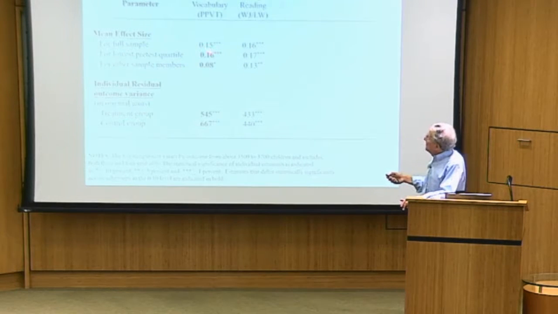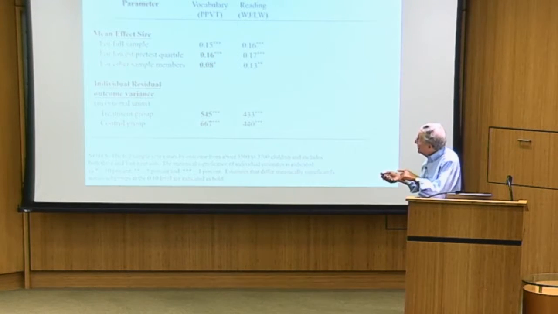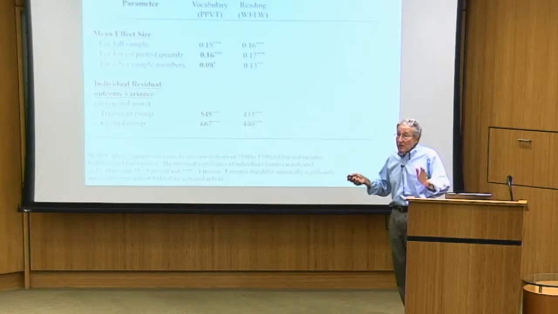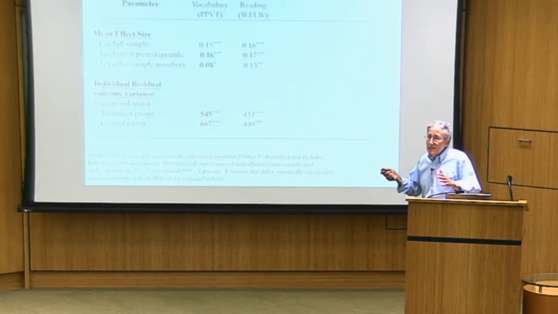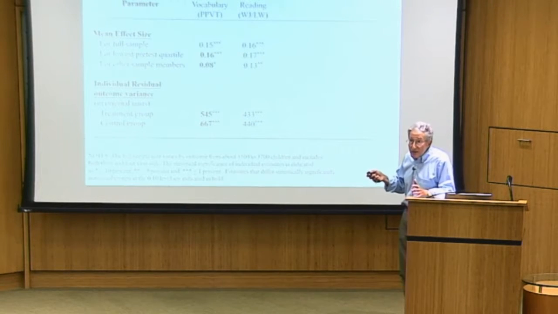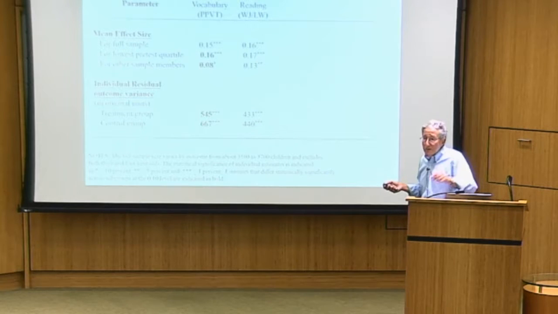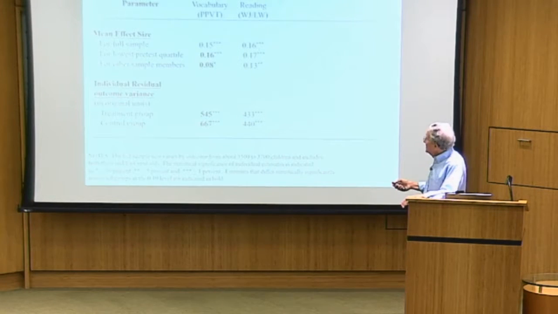And we see that the impact for the lowest pretest quartile is 0.16. The impact for other sample members is 0.08. Now, what I'm expressing here is a standardized mean effect size. I presume everybody's familiar with that metric. It's the impact in its original units divided by a standard deviation, usually a control group standard deviation or some standardized standard deviation. So these metrics are in standardized mean difference effect size, so 0.16 and 0.08.